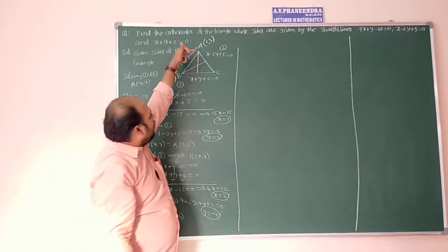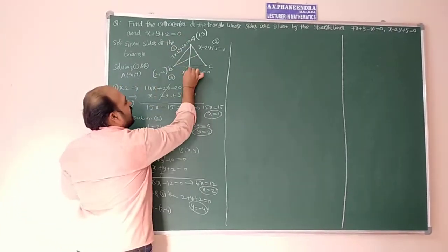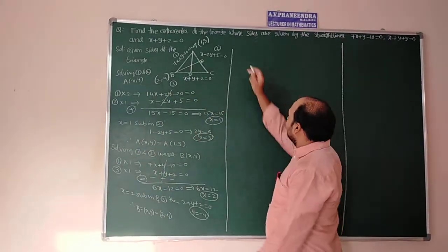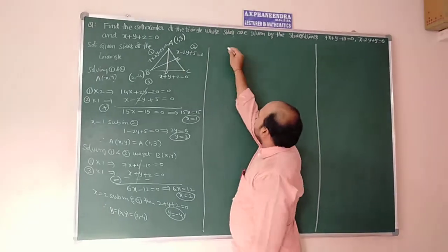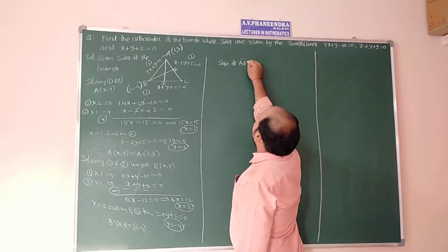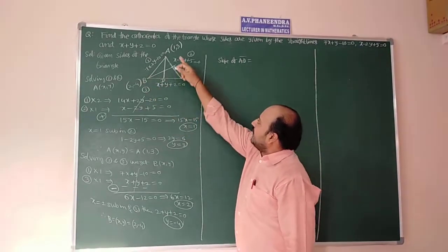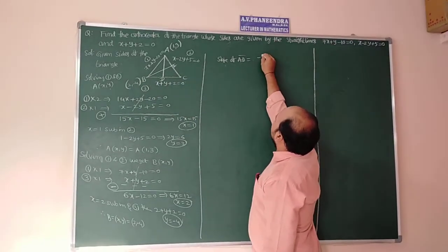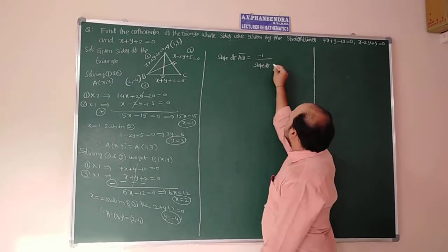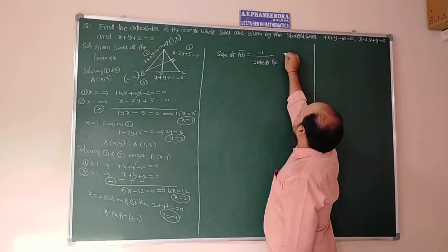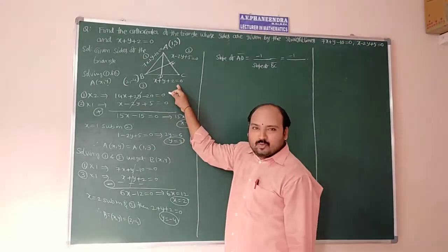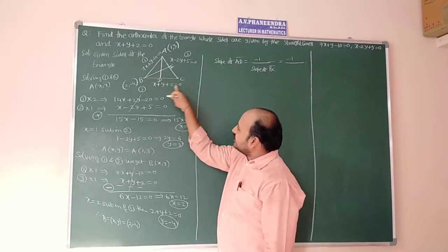Now, I am going to calculate the slope of AD. This is the AD equation, this is B. The slope of AD, from the diagram observe carefully, is equal to minus 1 by the slope of the BC side. Minus 1 by slope of BC. BC equation means equation 3 only, no? Equation 3. BC represents equation 3.